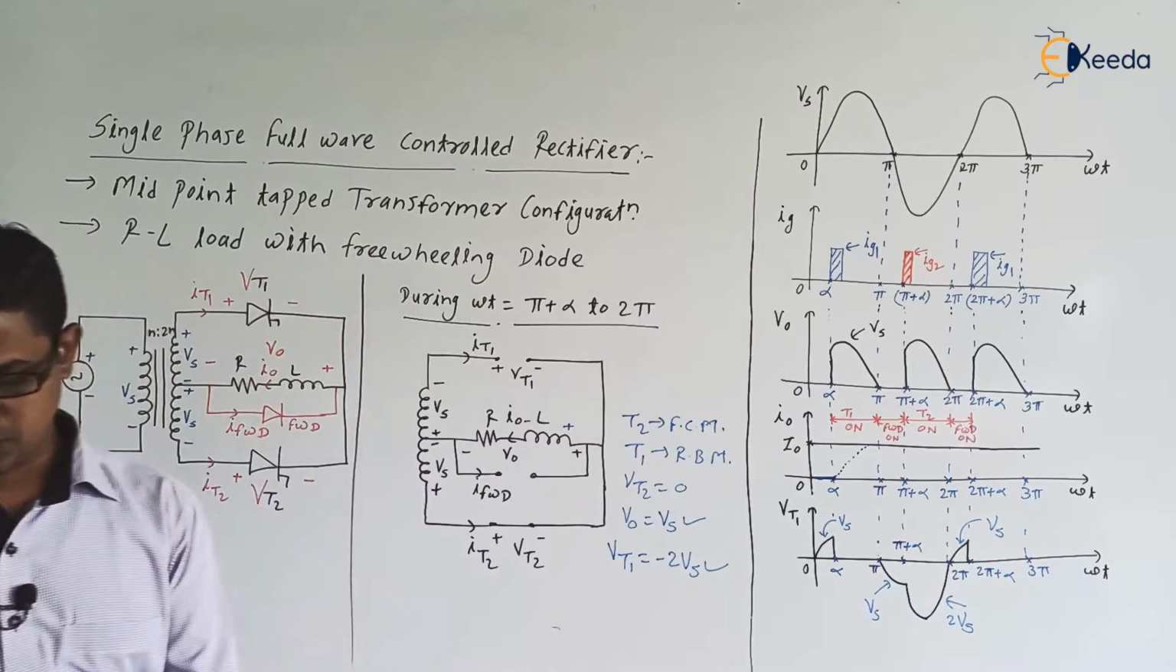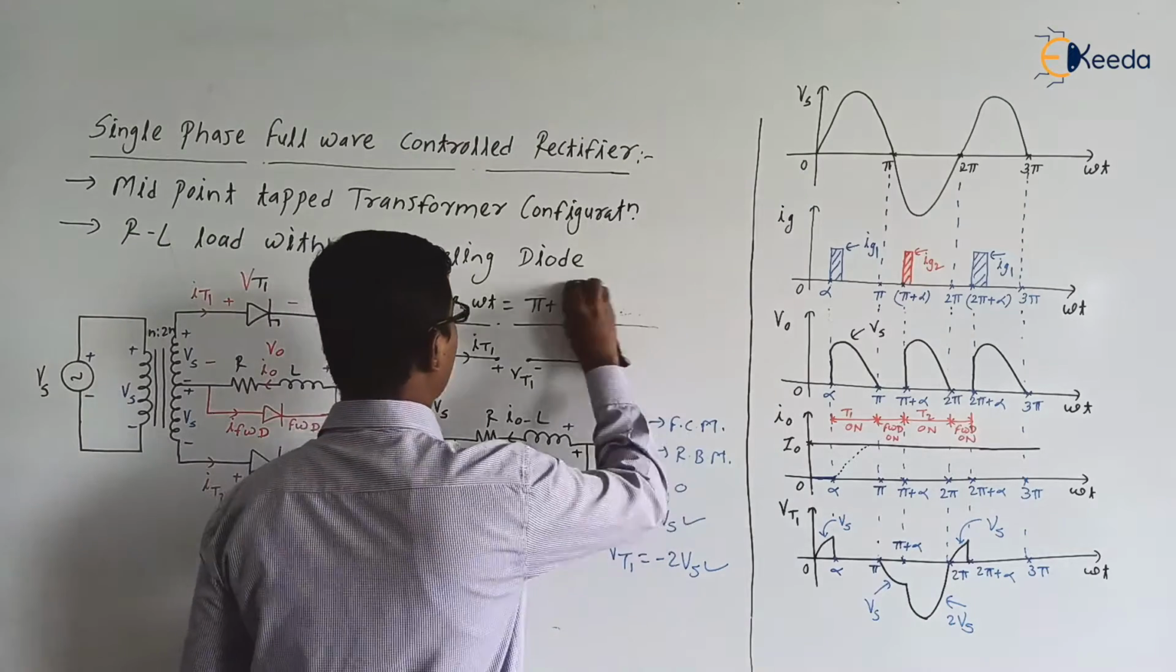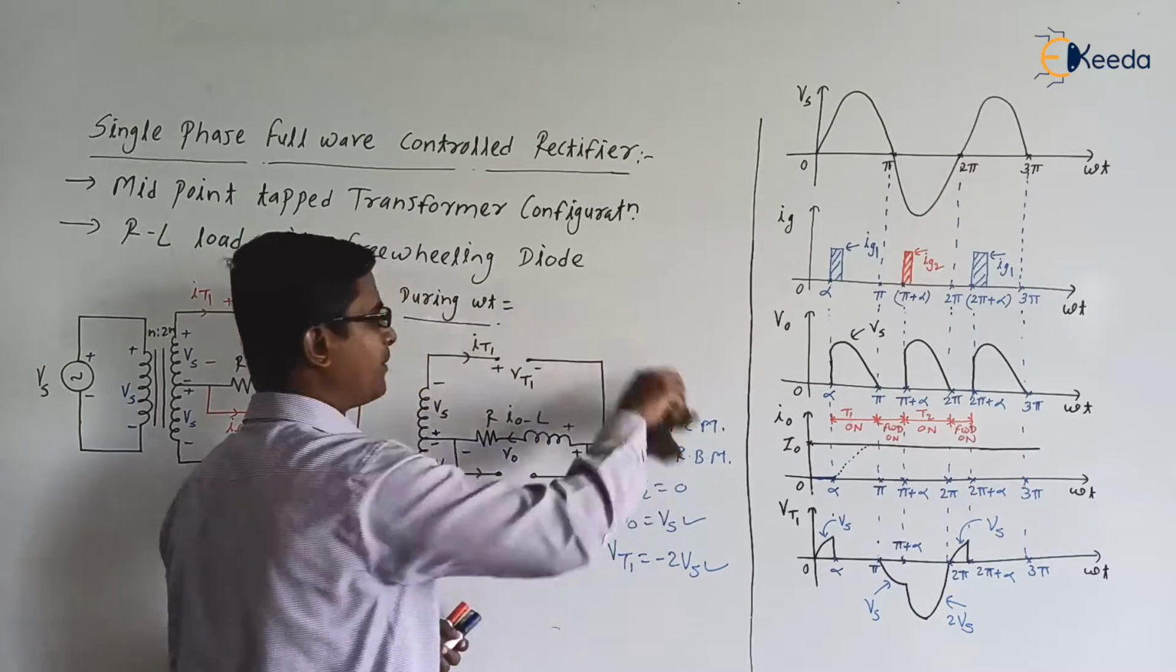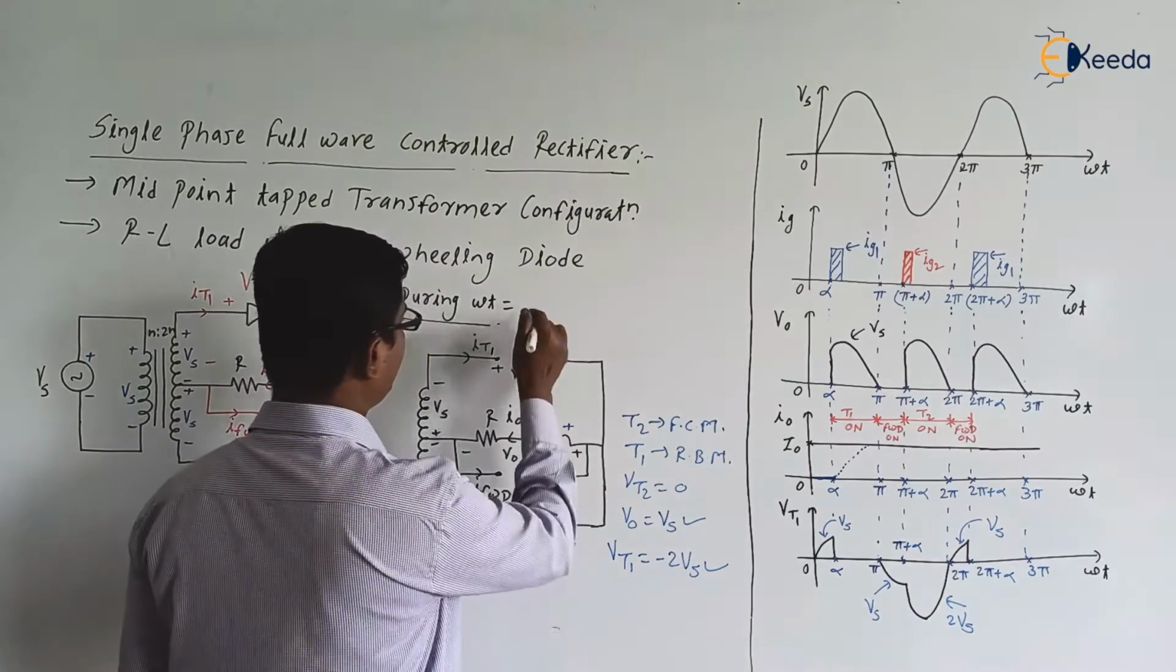Next, what about 2 pi to 2 pi plus alpha? Next interval, 2 pi to 2 pi plus alpha.